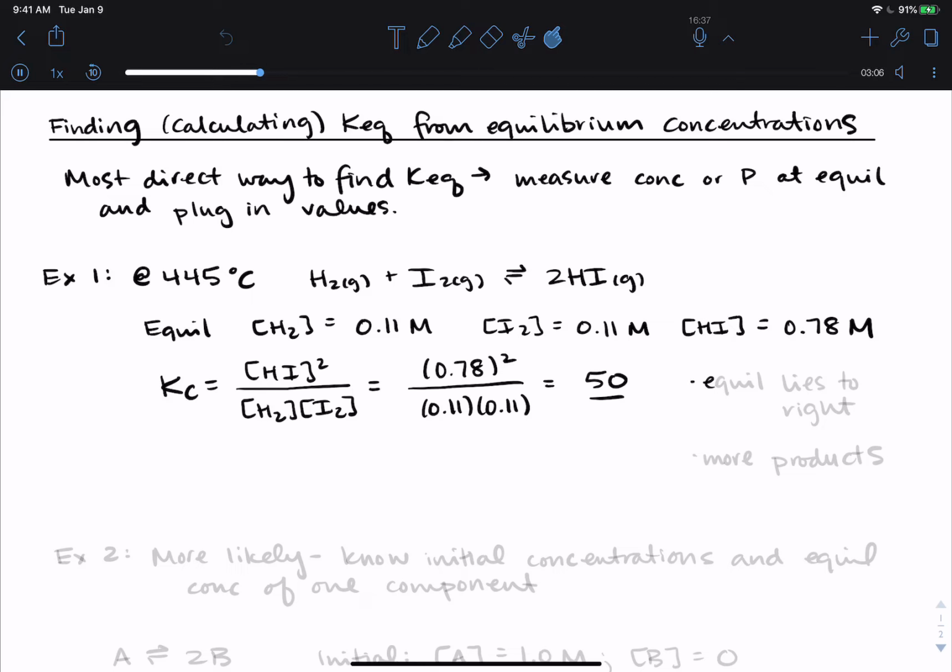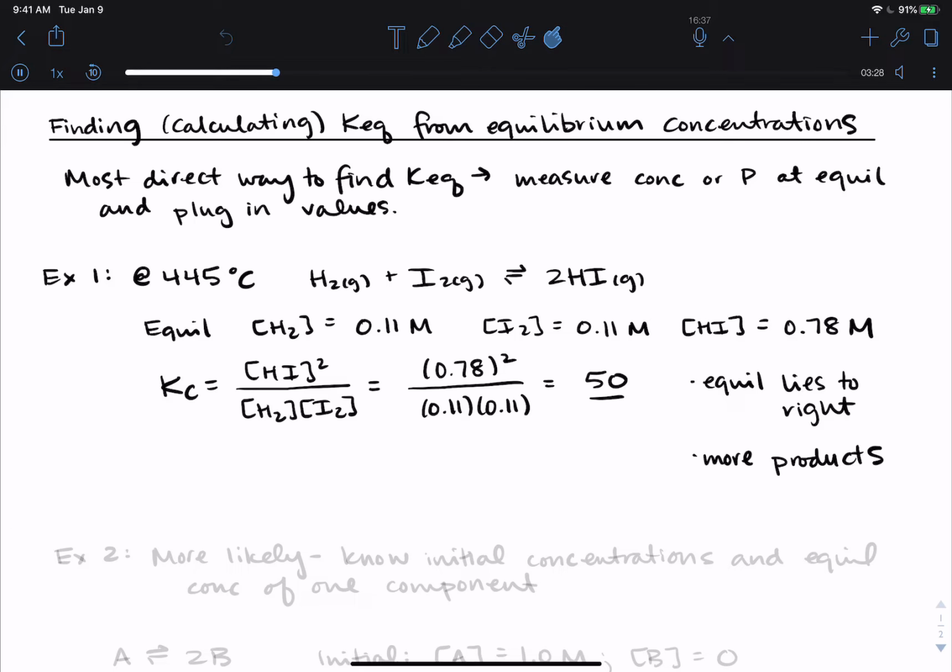50 means our equilibrium lies to the right. It means that we produced more product than reactant when the reaction reached equilibrium. And that's it for this one.